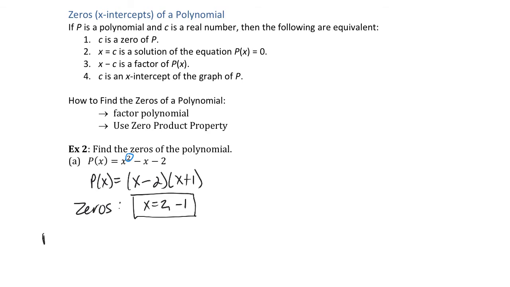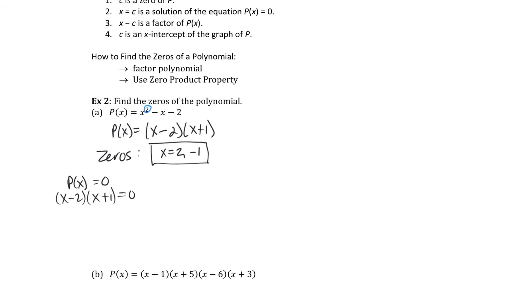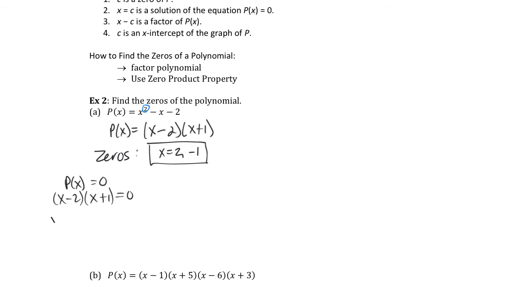Because that's when, right, we've got our output is 0. And so we'd have x minus 2 times x plus 1. That output is 0. Using the zero product property, that happens when x minus 2 equals 0 or x plus 1 equals 0. And then we just solve each of those little equations. All right, so we factored and we used the zero product property.